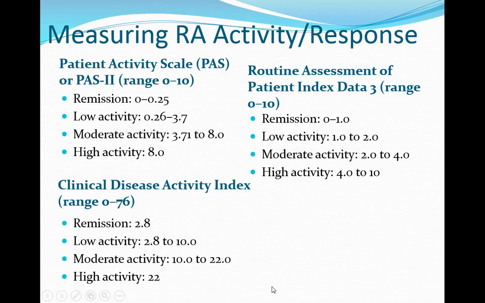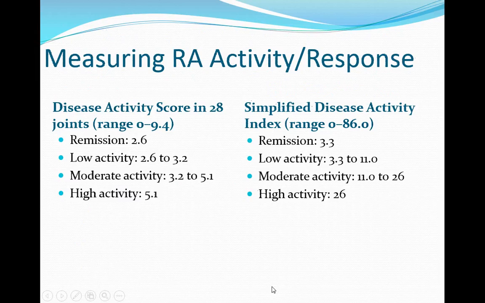The DAS, the ones that are on your handout, and the Routine Assessment of Patient Index, those poorly correlate to clinical disease, so people are getting away from using them, and they're very cumbersome. To do these effectively, you have to have a rheumatologist that knows how to use these tools and assess them properly. All right, so we have a number of tools. The two best ones are the Clinical Disease Activity Index and the Simplified Disease Activity Index.